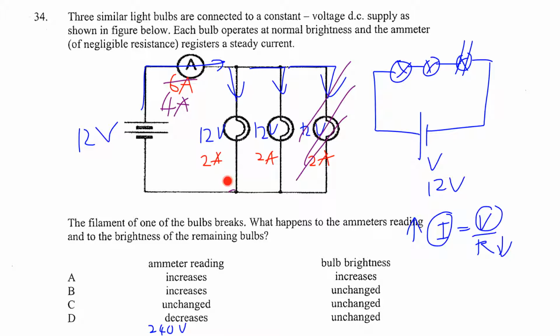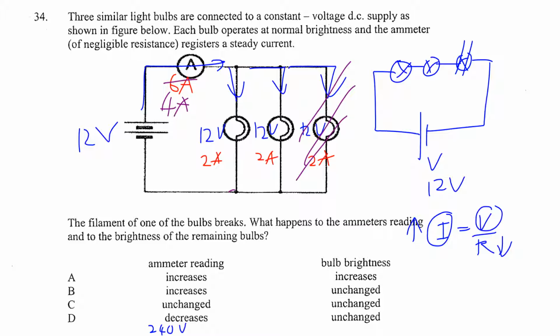So therefore, since the 12 volts is the same, what about the current here and here? It must still be the same. Because if resistance is the same for both, from the formula I equals V over R, since the V is the same before and after this one breaks, and the resistance is also the same, wouldn't the current be the same? So therefore, this will still be 2 ampere, 2 ampere. So that means the total current coming out of the cell is only 4 amperes. So the current will drop.